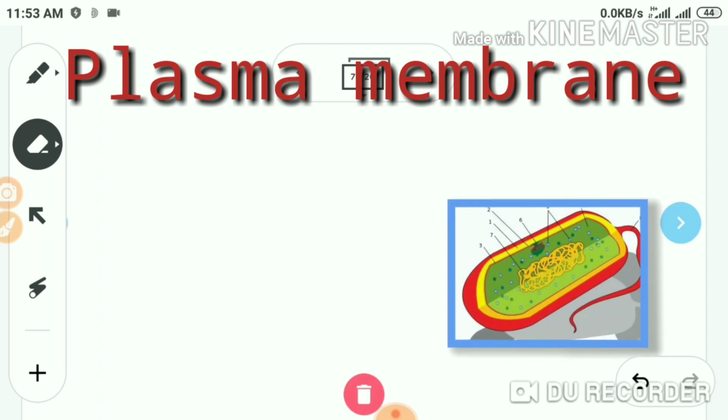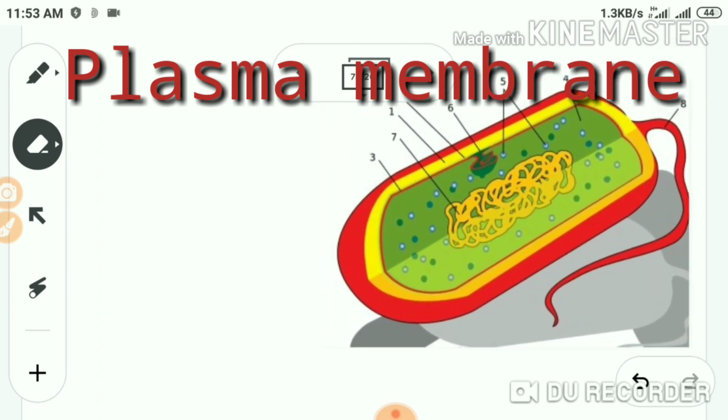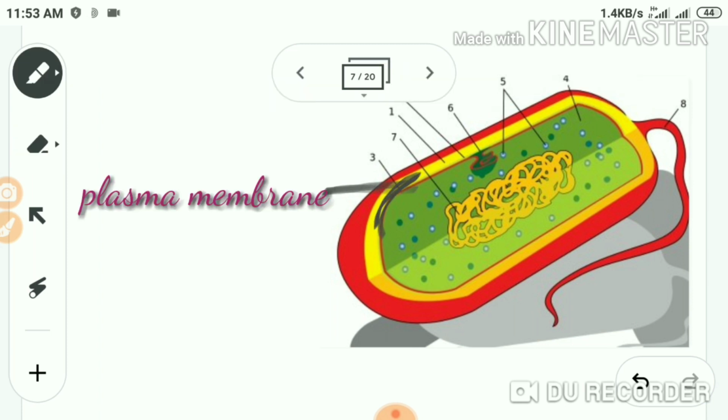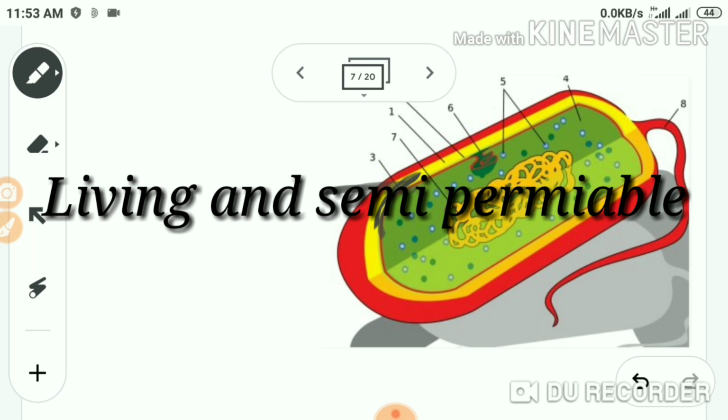And here you can see the plasma membrane, the yellow colored structure. This portion forms the plasma membrane, and it is the outermost layer of protoplasm. The cell wall is also given here, so don't consider that one. Inner to that, the yellow structure forms the plasma membrane. It is living and semi-permeable.